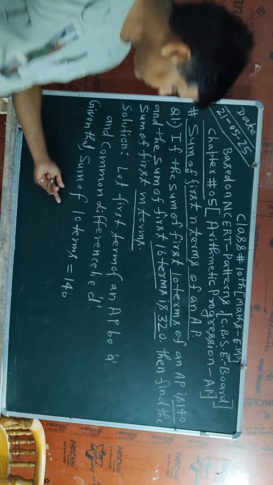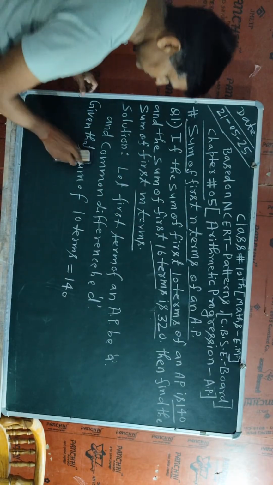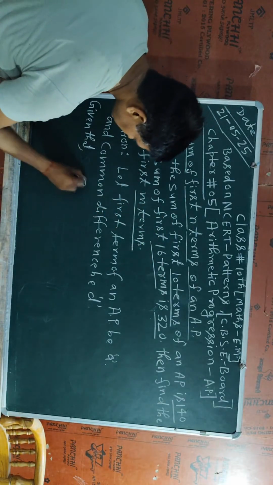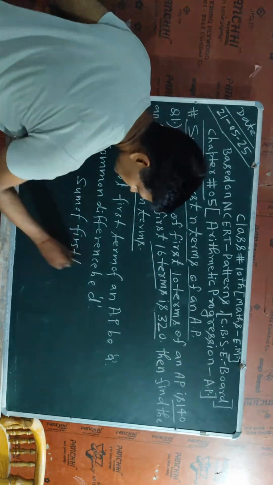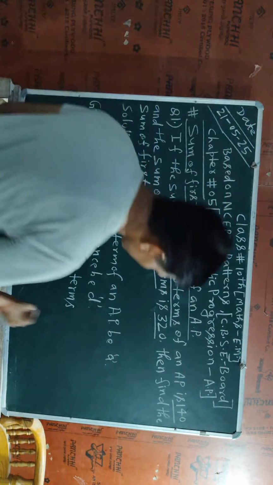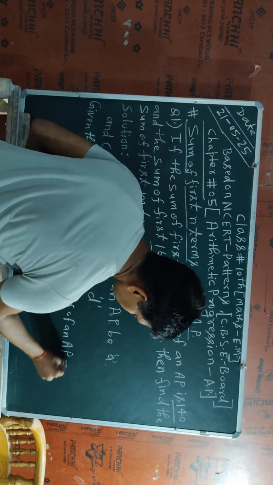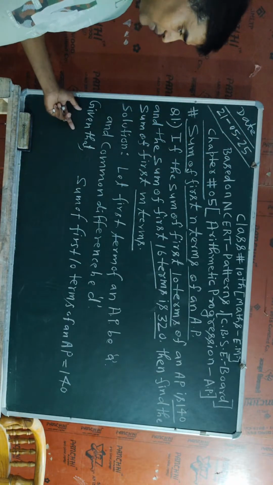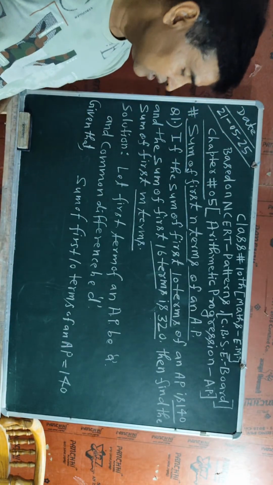that sum of first 10 terms. So here I will write one piece of information clearly. Sum of first 10 terms of an arithmetic progression is equal to 140. That is given. So I have written here: given that sum of first 10 terms of an arithmetic progression is 140.